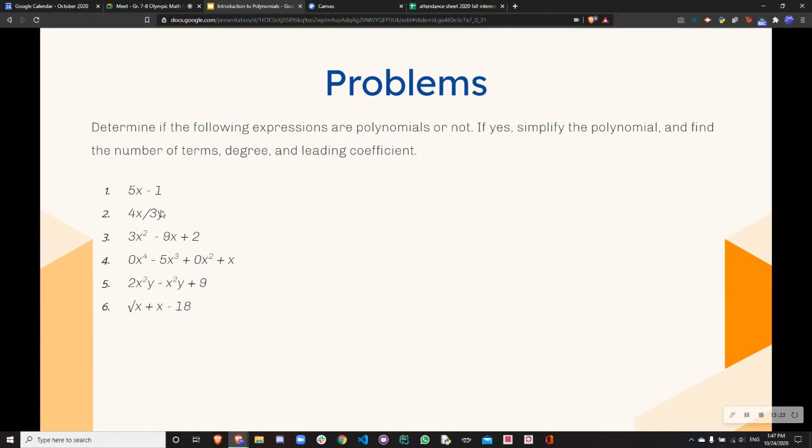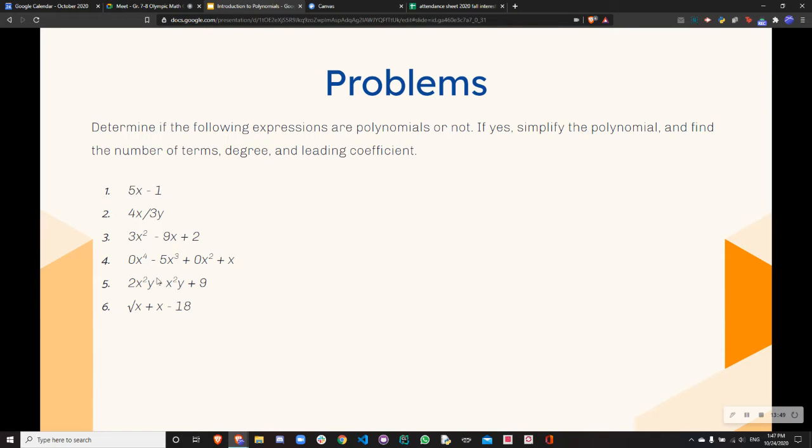Yeah, it is. Correct. We don't see any division variables, no negative exponents or anything. We're good. Now we have to simplify it because we have 0x^4, x to the exponent 4, and we have 0x squared. So basically we can ignore those terms, and they won't contribute to the number of terms in the polynomial. So then how many terms are there for this polynomial?